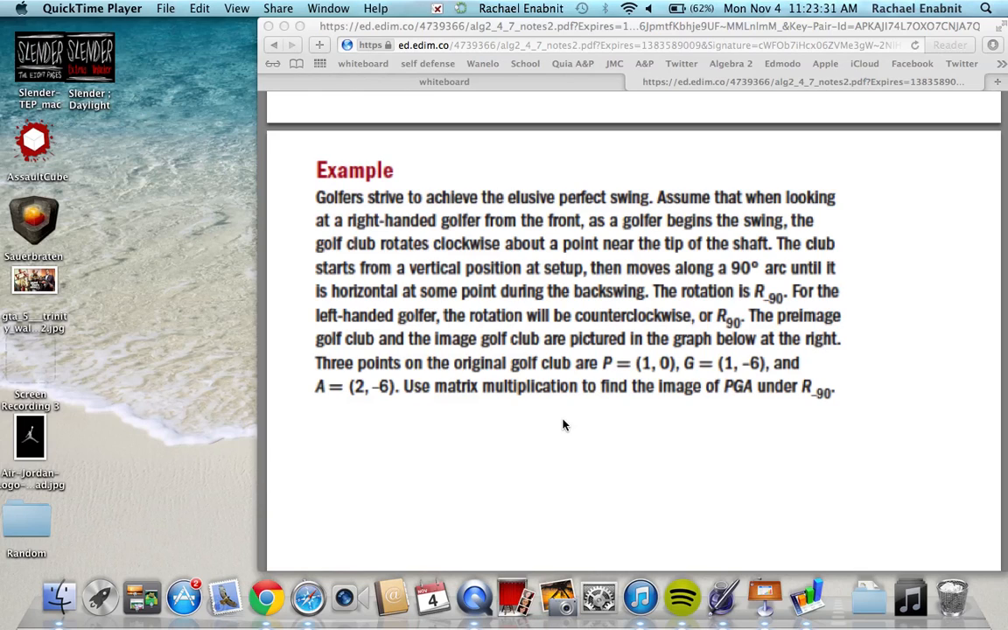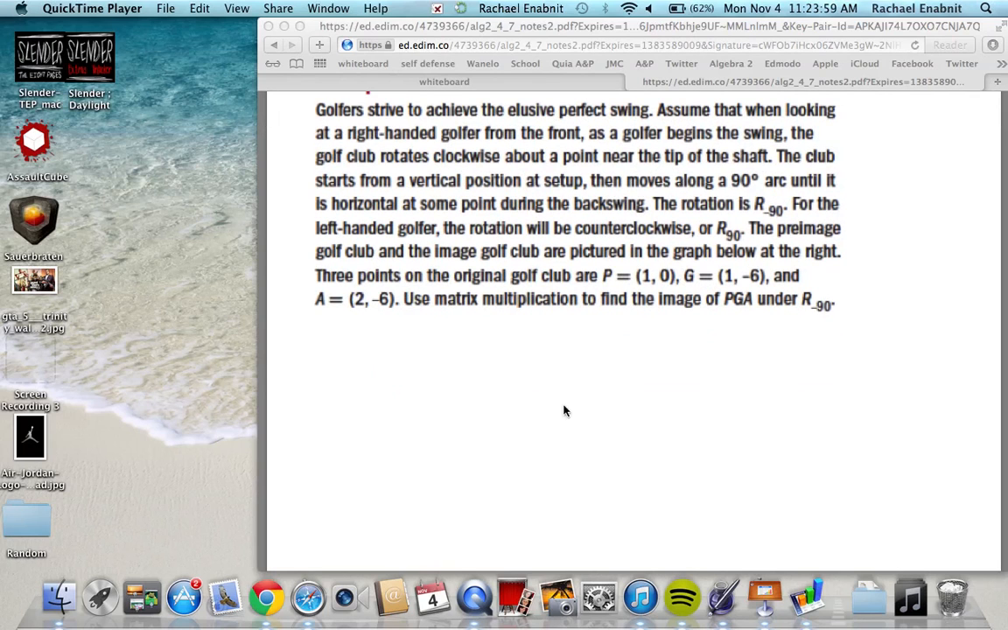The rotation is R of negative 90. For the left-handed golfer, the rotation will be counterclockwise, or R of 90. The pre-image golf club and the image golf club are pictured in the graph below at the right. The 3 points on the original golf club are P(1, 0), G(1, -6), and A(2, -6). Use matrix multiplication to find the image of PGA under R of negative 90.